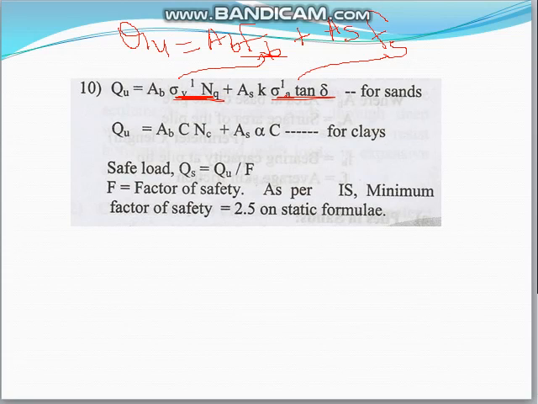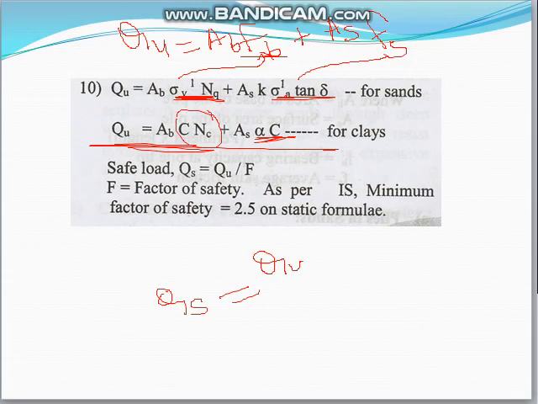And similarly for clays, FB is given as C Nc, cohesion and bearing factor. Here alpha C is the adhesion and cohesion factor. The safe load, that is Qs, is equal to the ultimate load bearing capacity divided by the factor of safety.